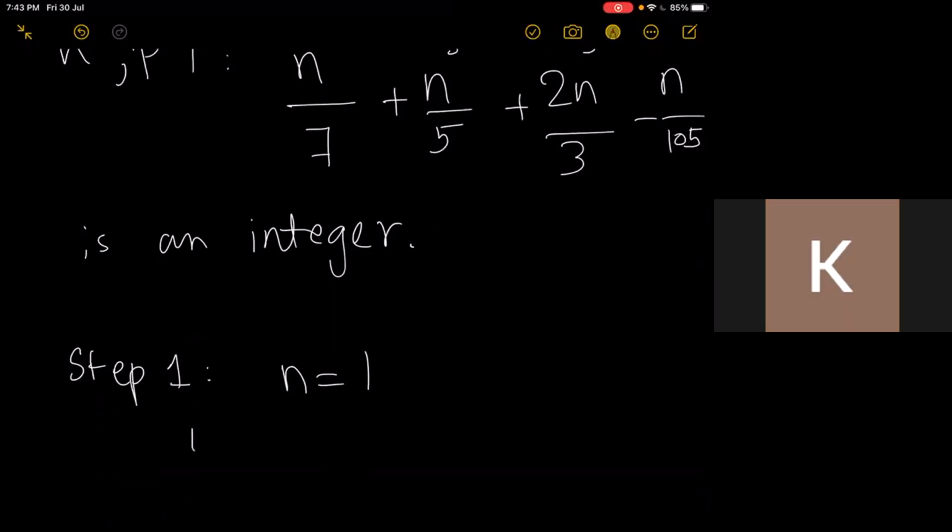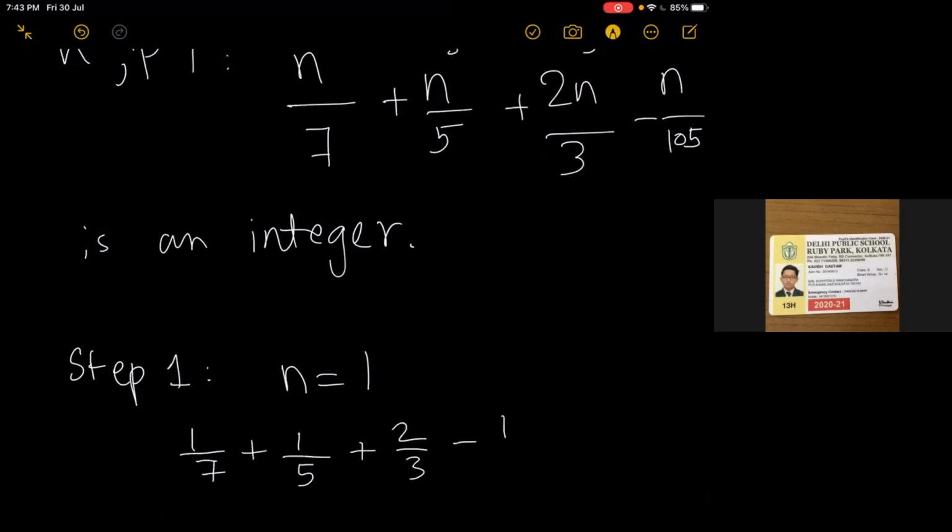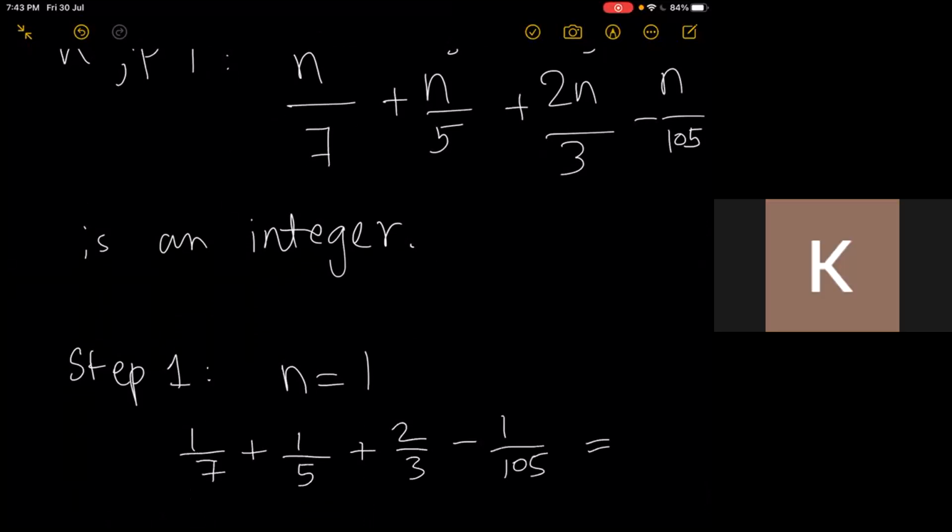So what is this for n equal to 1? 1 by 7 plus 1 by 5 plus 2 by 3 minus 1 by 105. Someone calculate this. I don't want to. Sir, this is 1. Okay, very good. Thank you.